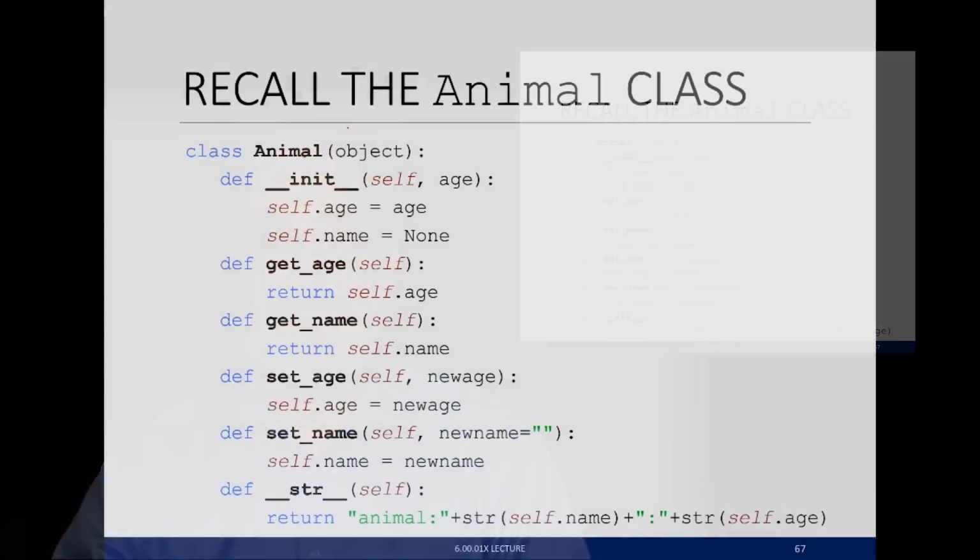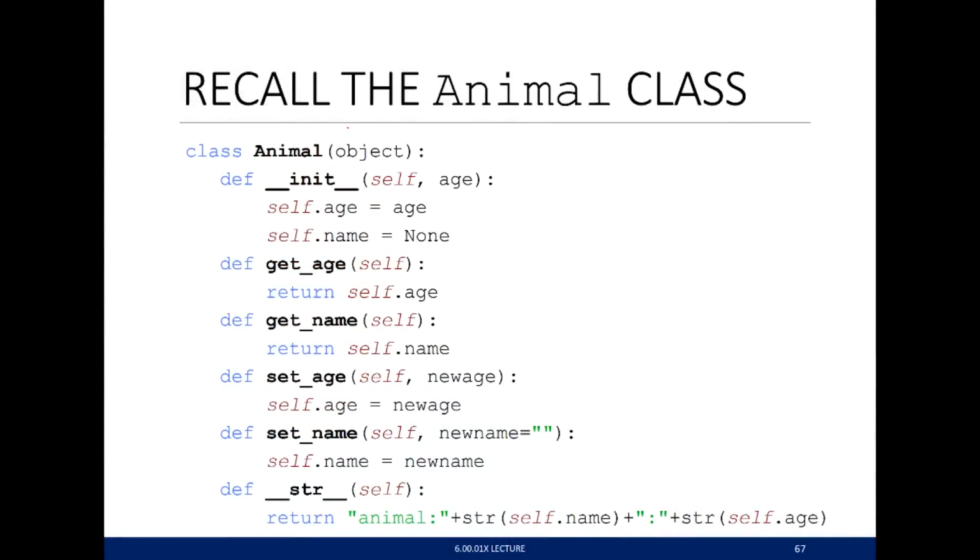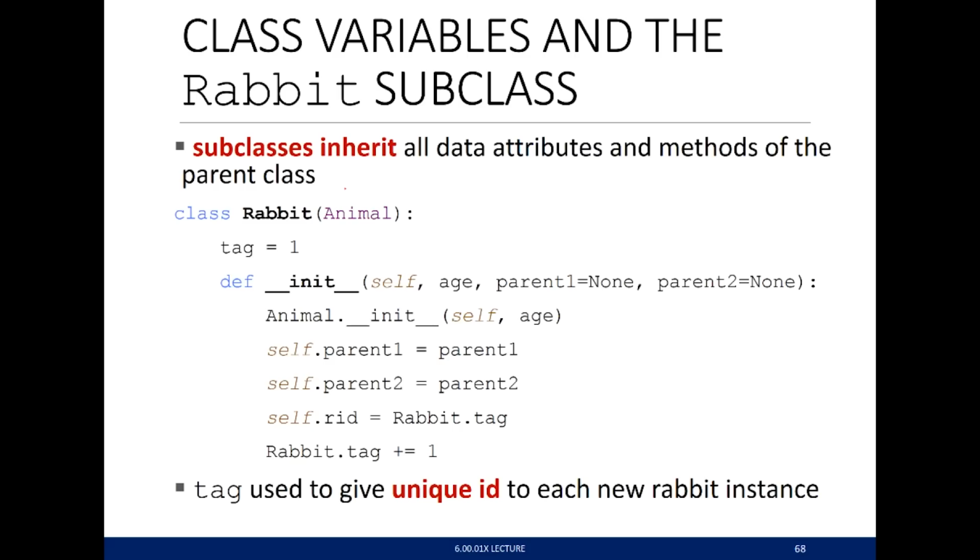So, this just reminds you, there's the animal class, the kinds of methods we had. And I'll just simply remind you here that these are instance variables. Age and name are things that are created whenever I call init, which means whenever I create an instance. They can only be accessed from within an instance. I want to see what happens and why I want to have the value of having a class variable. So, subclasses, we know, inherit all the data attributes and methods of a parent class. And so I'm going to change the definition of rabbit in an interesting way.